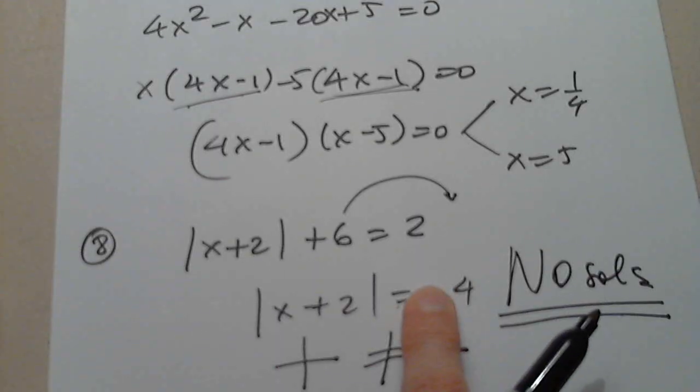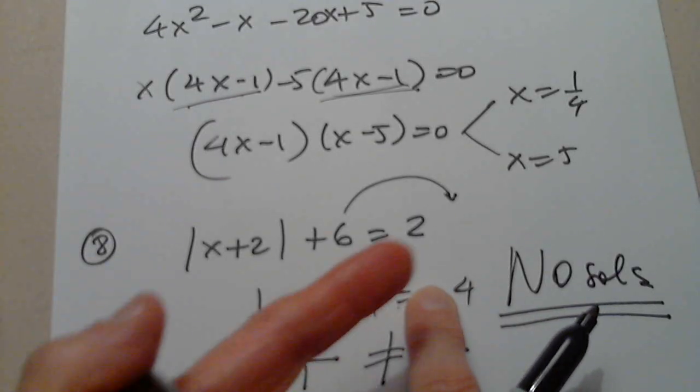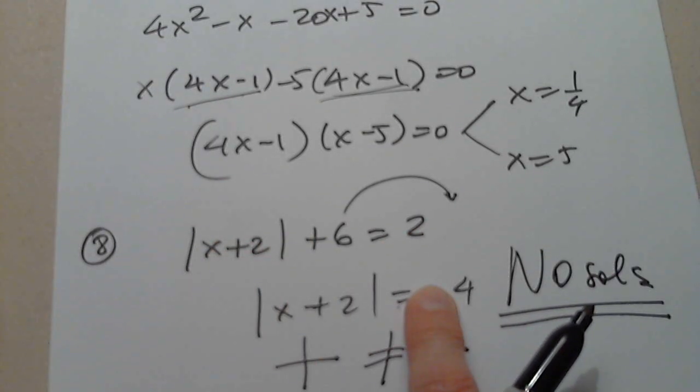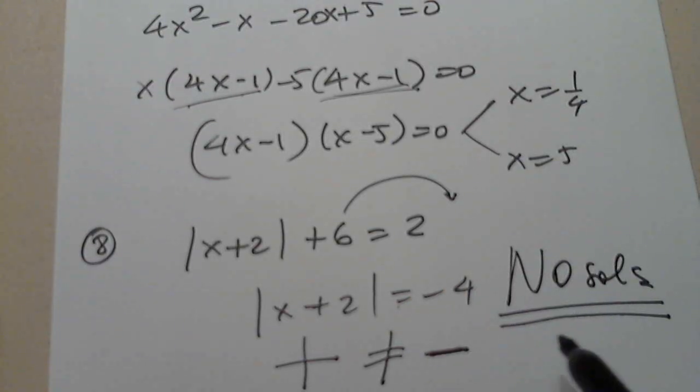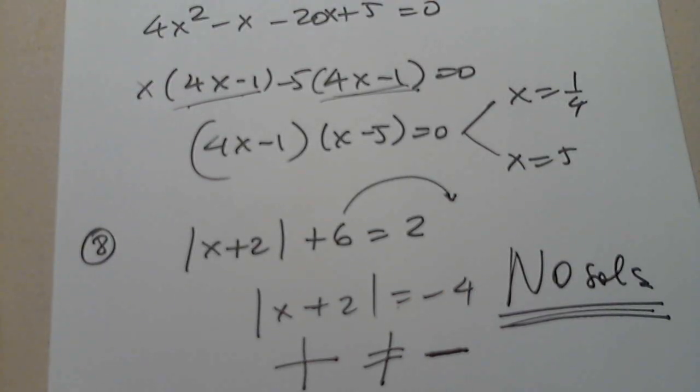If this were positive, then I would have had 2 options. x plus 2 equals 4 or x plus 2 equals negative 4. But since it's negative, it's already done. I can only say no solutions, and I'm done. Right here. Problem 9. Solution set for an inequality.